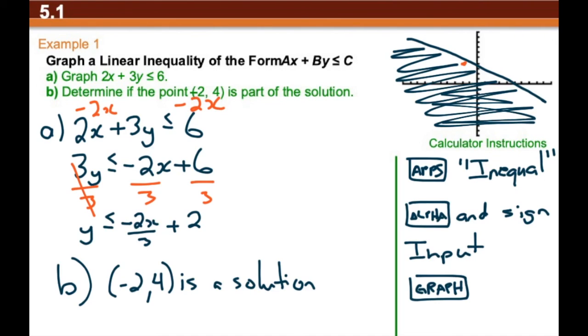If that point had been outside the shading, it would not be part of the solution. And if it was on the line, it would depend whether or not it was a solid or a dotted line. If it's on a solid line, it is part of the solution. If it's on a dotted line, it's not.